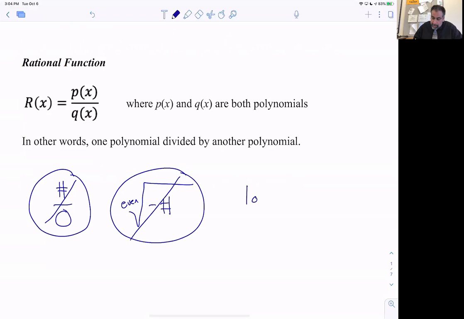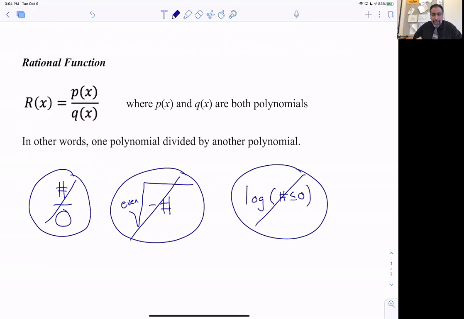And number three, something that we'll talk about in the future, not responsible for it now, we can't take the log of a number that is less than or equal to zero. So again, don't worry so much about the third one, not that big of a deal right now. We'll get to that in, I believe, chapter 4, when we're going to talk about logarithms. Okay, maybe further down the line.